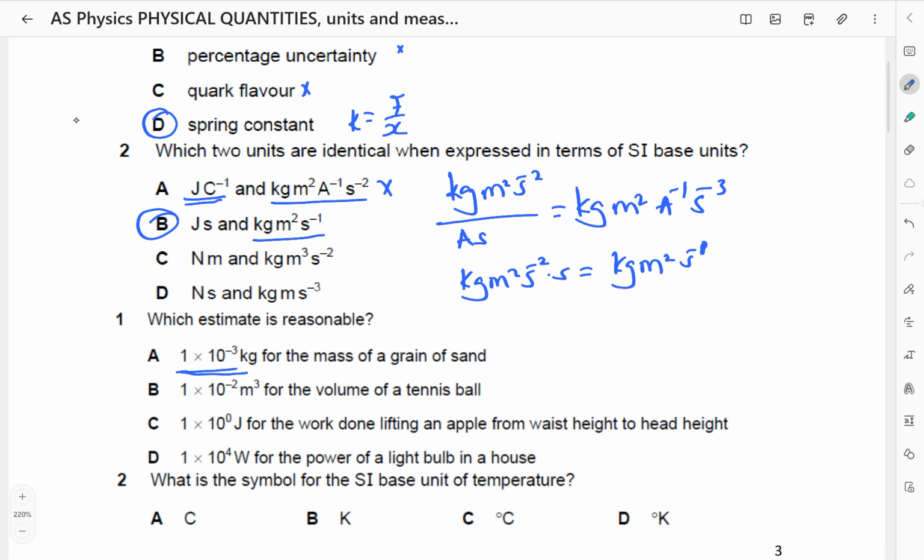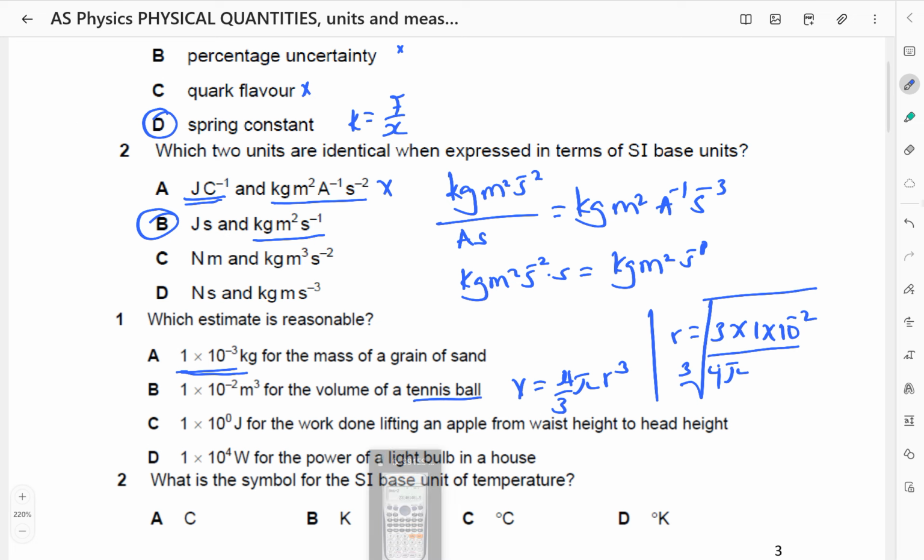Then 1 times 10 to the power negative 2 meters cubed for the volume of a tennis ball. For the volume of a tennis ball, we can try to estimate the radius and see. If we assume the tennis ball is spherical, the volume is going to be 4 over 3 pi r cubed. So if I make r the subject, r is going to be 3 times 1 times 10 to the power negative 2 divided by 4 pi, under the cube root.